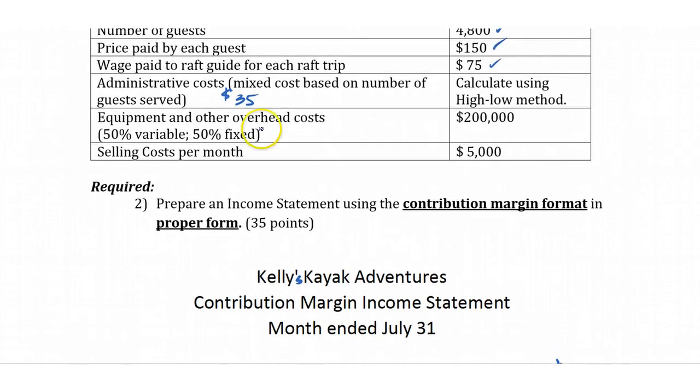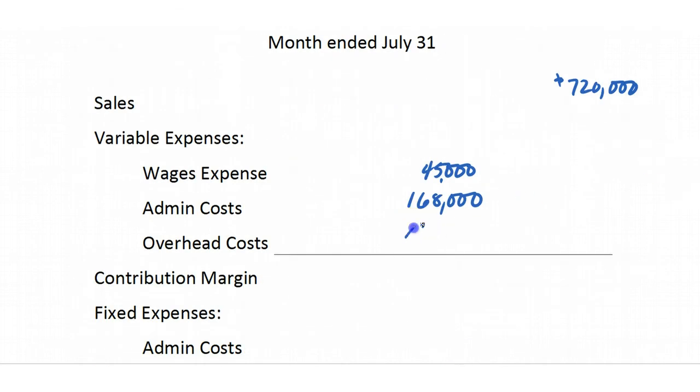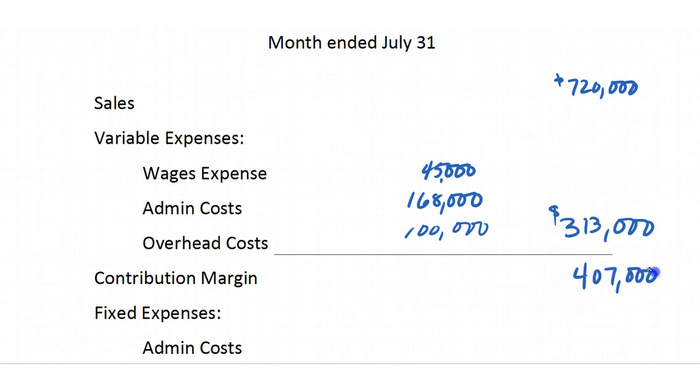And finally, our overhead costs for the month was $200,000. It tells us it's 50% variable and 50% fixed. So we know that's 100,000 variable. I carry that over and I get $313,000 of variable cost, which gives me a contribution margin. When I subtract 313 from 720, I get 407,000 of contribution margin.